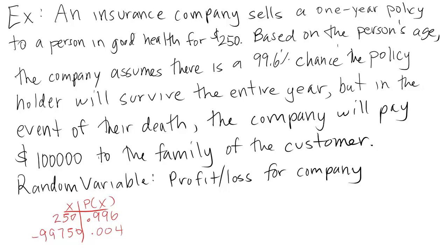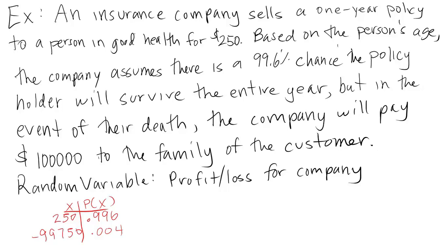because if the person survives, then the company keeps the $250. If there's a 99.6% chance of the person living, then there's a 0.4% chance that the person dies. The decimal version of that is 0.004. And if the person dies, the company pays out $100,000, but they took $250 up front, so we made the value of the random variable negative $99,750, and we paired that with the corresponding probability.